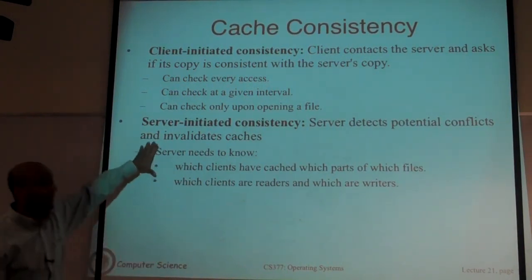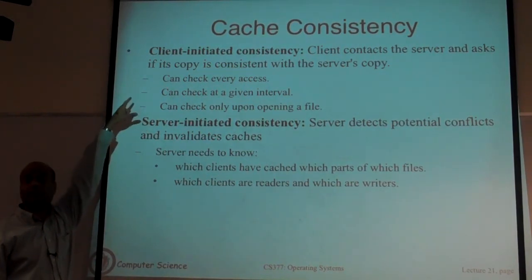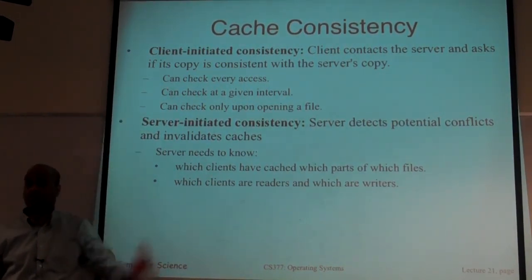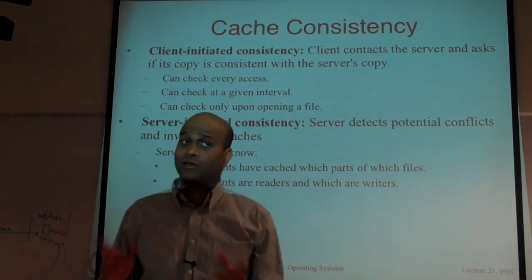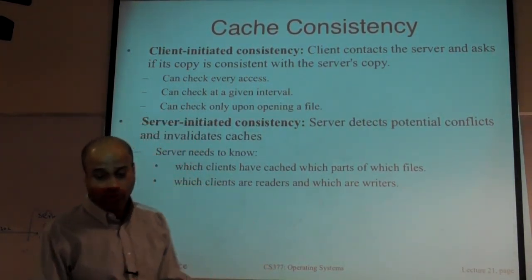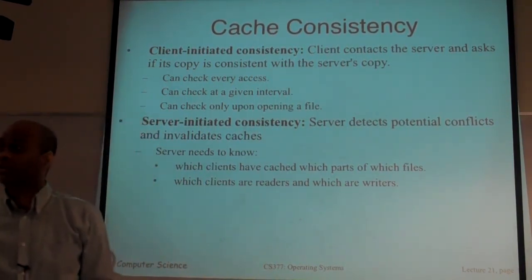So in this case, the clients are dumb and the server is smart. In client-initiated consistency, clients are more complex and the server is simple. It doesn't do much. It's the client's job to deal with. So depending on whether you put the burden of consistency on the client or the server, you will get one or the other. I think we will stop here and then we'll do the case study on NFS next time.